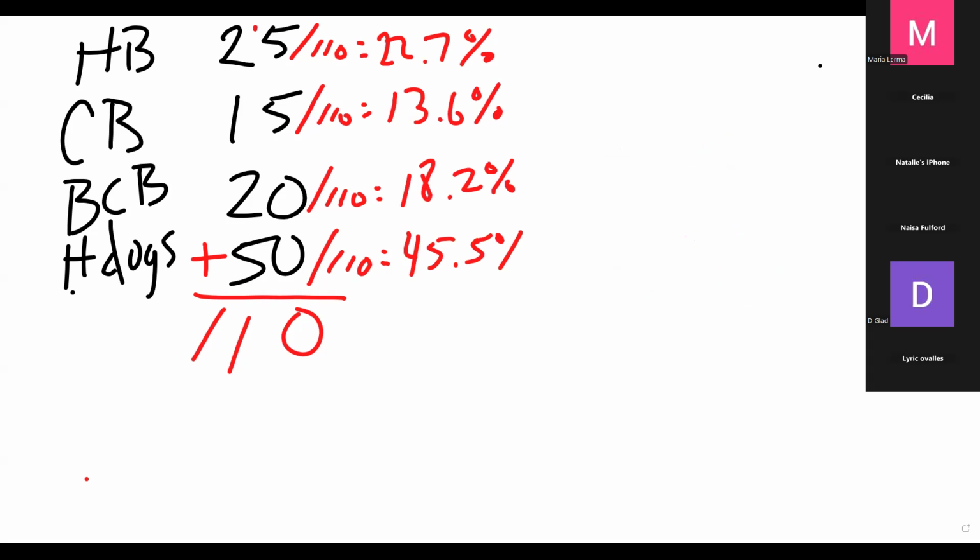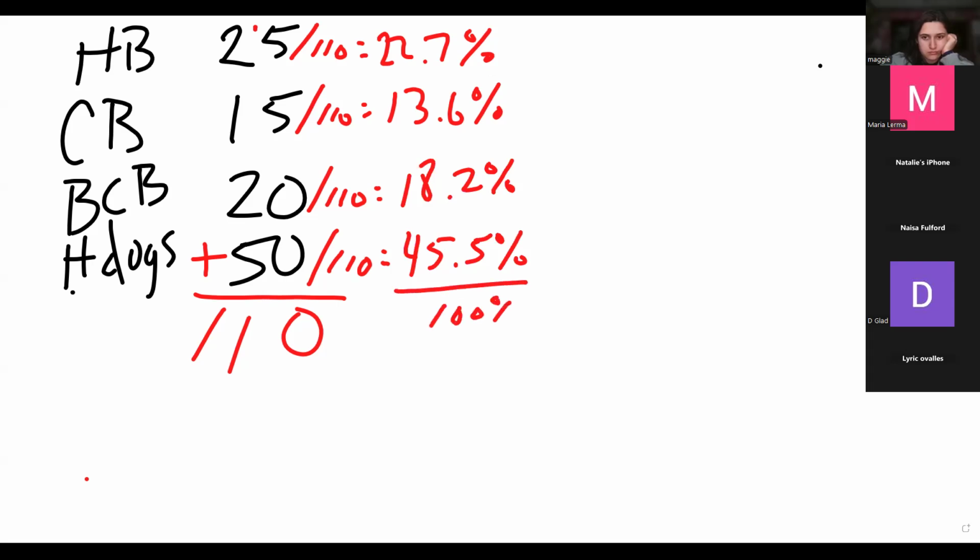Now, how can I check to see if those numbers are correct? Together, it should add up to what, 100%, right? So these all together should equal 100%. So let's just try it, just to be sure. 22.7 plus 13.6 plus 18.2 plus 45.5 is exactly 100. That means we did our math correctly. Okay, 100. So that is our popularity percentage.